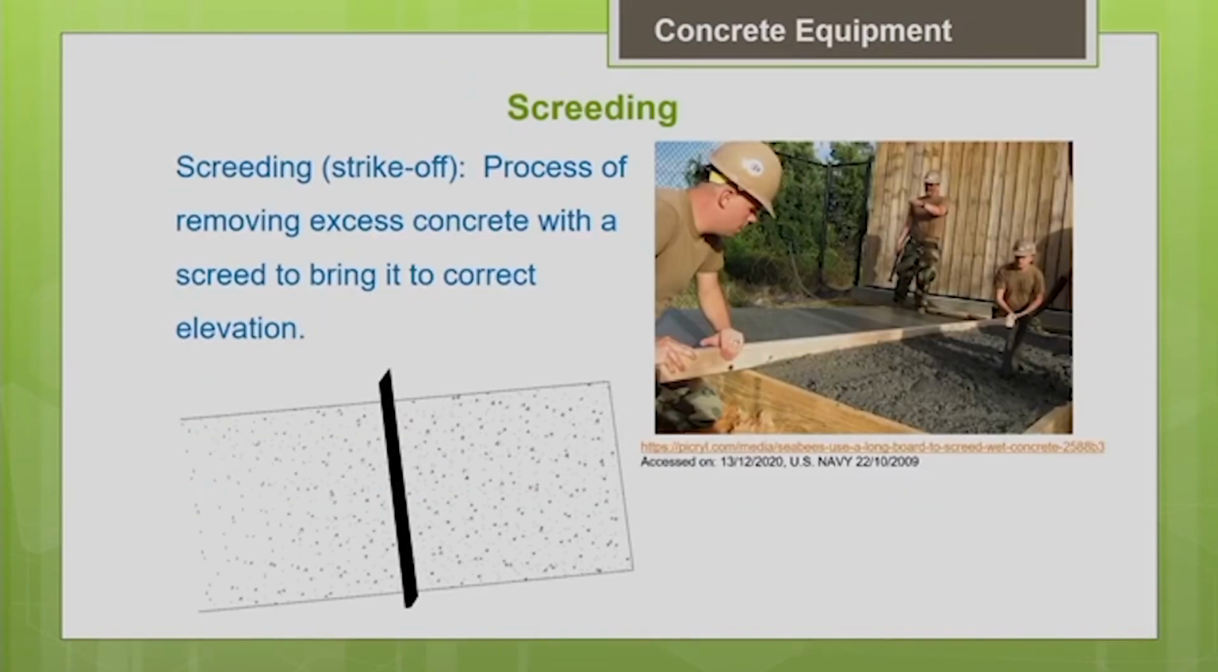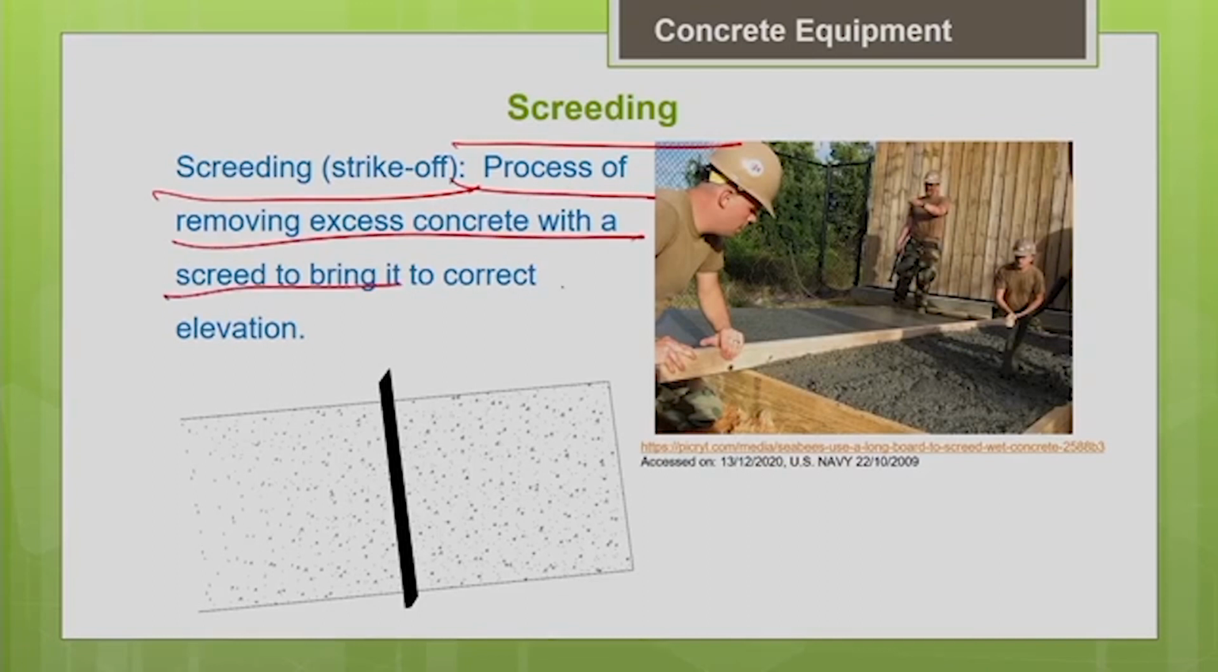Now let us see the different stages of the finishing of the concrete. The first step is screeding. Screeding is nothing but strike off. You can see the picture of what they are doing. With the wooden screed, they are removing the excess concrete from the surface and leveling it to the right elevation. This is the preliminary, first step in the finishing. Just remove the excess concrete on the surface with a wooden screed.